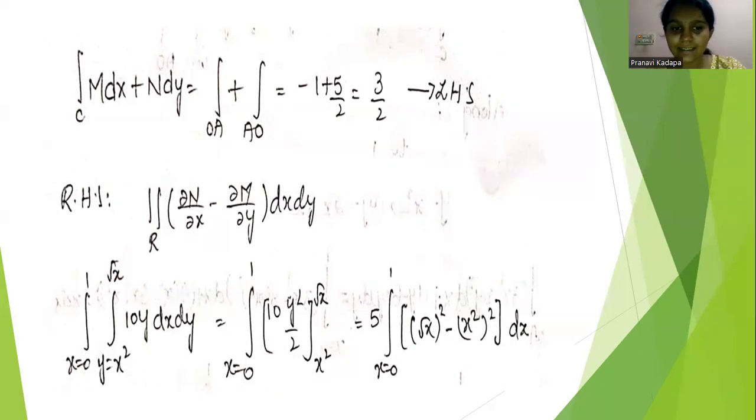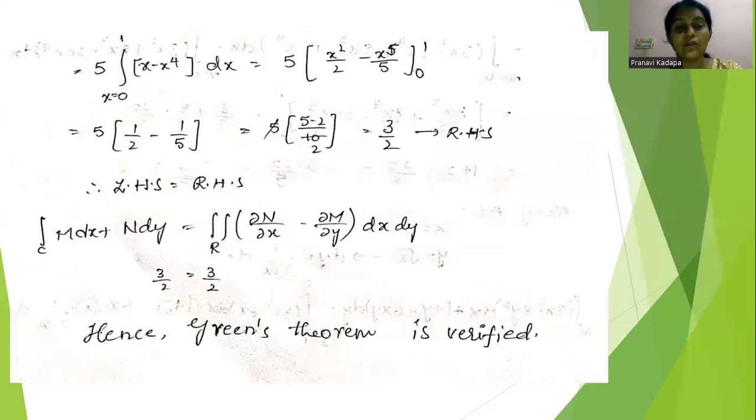Now we get 10y squared by 2 with the limits x squared to root x applied. The equation gives 5 times the integral for x from 0 to 1 of ((root x) squared minus (x squared) squared) dx. As we apply the limits, we finally get 5 times the integral for x from 0 to 1 of (x minus x⁴) dx.